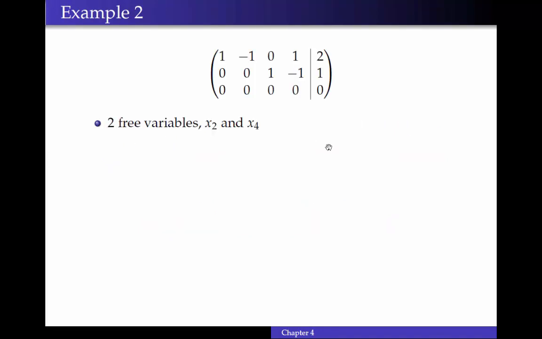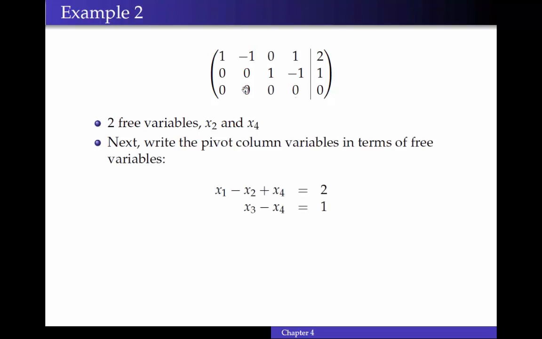And to write out our solution, we have to use the free variables. So again, the rank of our matrix is 2 because we have 2 pivots. Everything that's not a pivot column is a free variable. So here, x2 and x4. And we can convert this augmented matrix back to a system of equations. So I have x1 minus x2, 0 x3, plus x4 equals 2. And that's where I get my first equation here. And then x3 minus x4 is equal to 1.